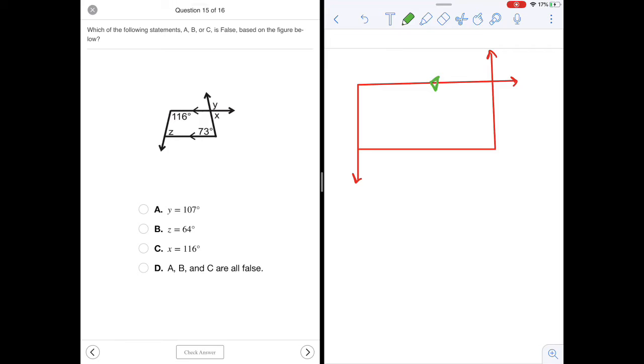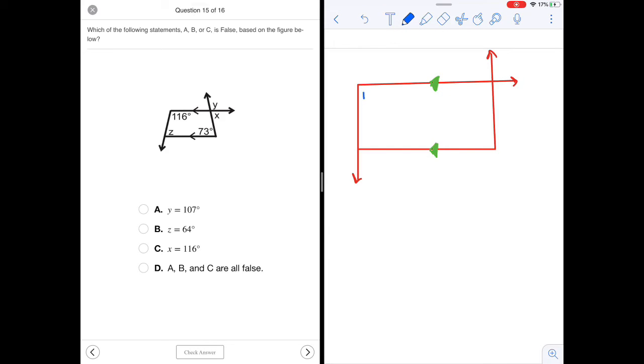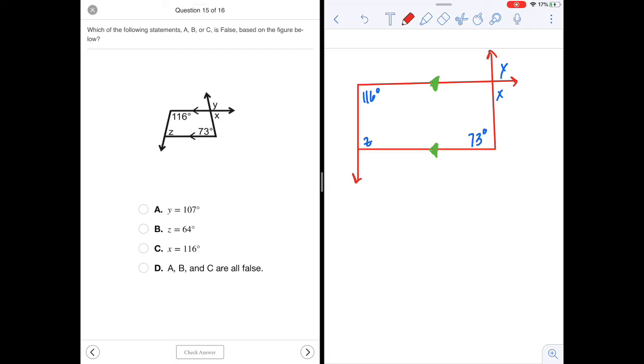Okay, so then I've got parallel lines. And now I just need to fill in everything it gave me. So this is 116, that's Z, 73 degrees, Y and X. First we need to figure out which of these I could solve easily. So I'm going to extend my lines just so we can see it a little better. You can imagine these go on forever and ever.